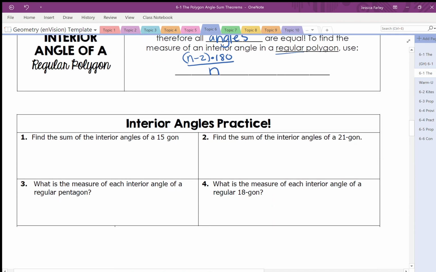So, the sum of the interior angles of a 15-gon. Pay attention to those details. The sum of the interior angles of a 15-gon. So we'll use n minus 2, find how many triangles, times 180. So it's 13 times 180.